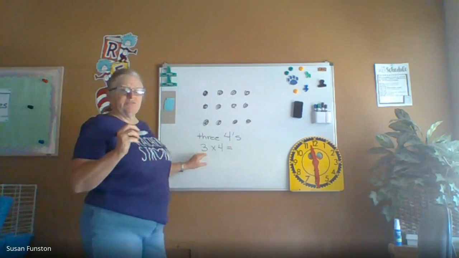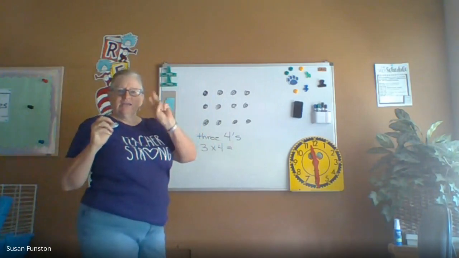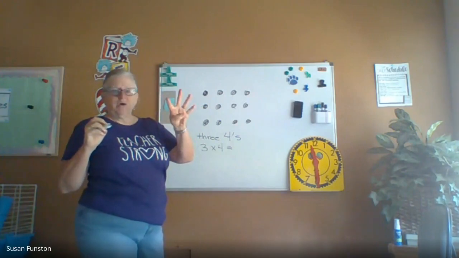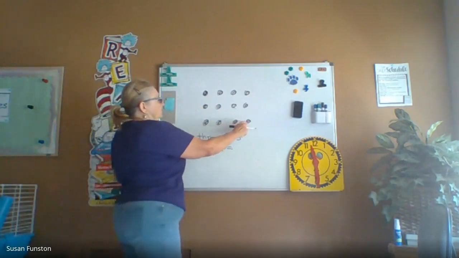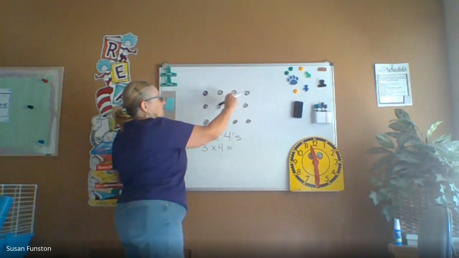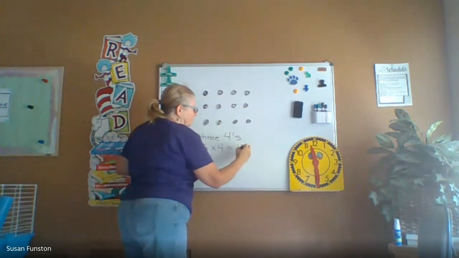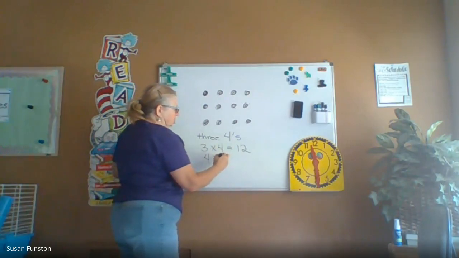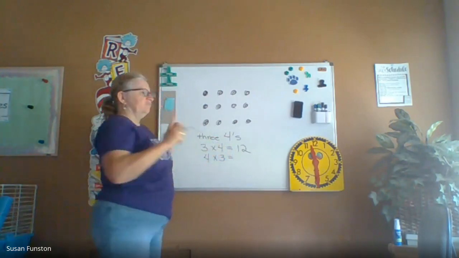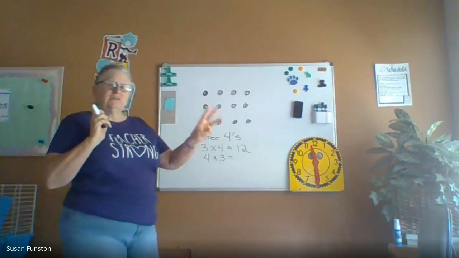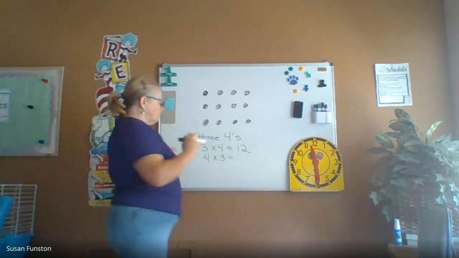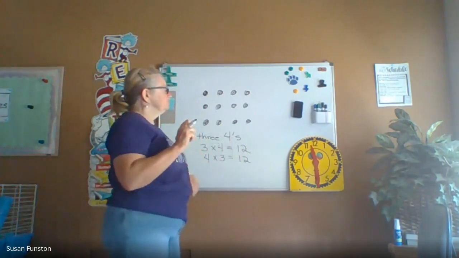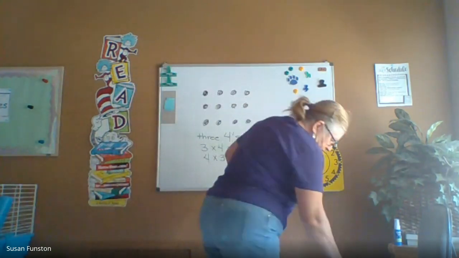I can skip count by 3's. 3, 6, 9, 12. 1, 2, 3, 4, 5, 6, 7, 8, 9, 10, 11, 12. I can skip count by 4's. That's a little bit harder. 4, 8, 12. But I only have to do 3 of them, and I still get 12. Okay, let's do another one.